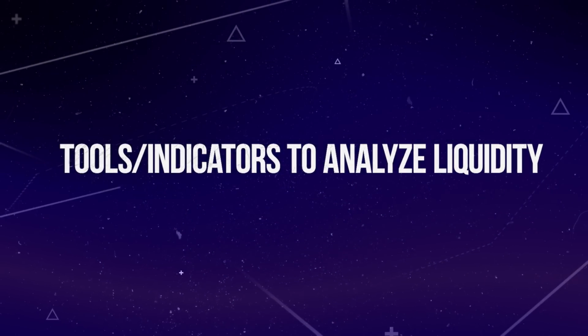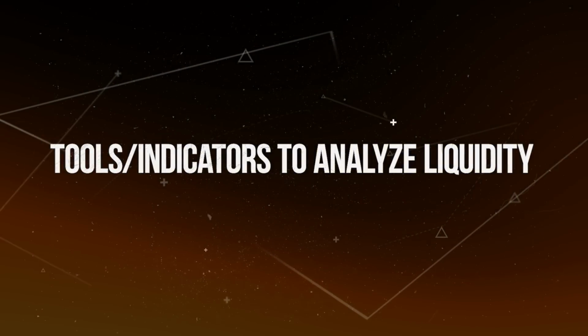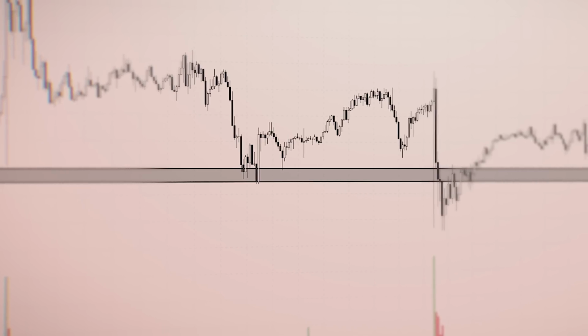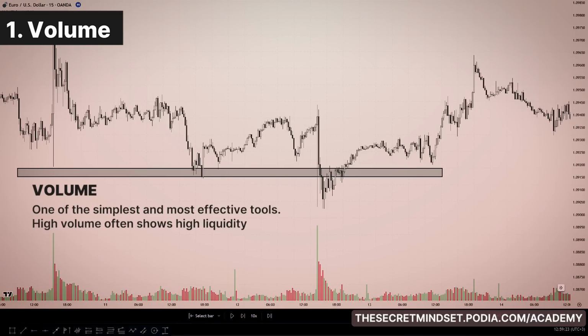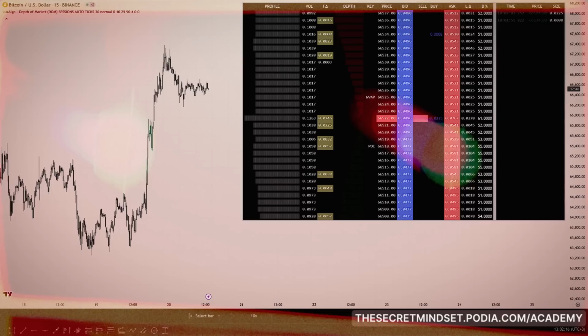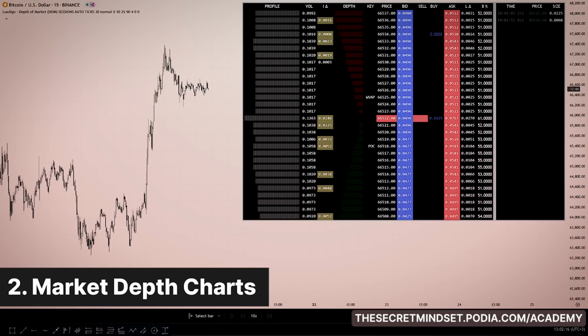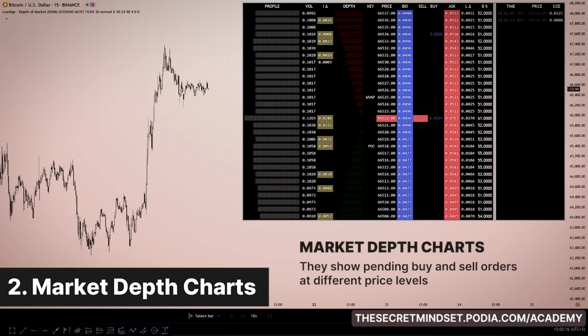There are several tools and indicators that can help you spot and analyze liquidity in the markets. First one, volume. This is one of the simplest and most effective tools. High volume often shows high liquidity. So look for volume spikes, which can indicate liquidity events. Second, market depth charts. These show pending buy and sell orders at different price levels. They can help you see where liquidity pools might be forming.